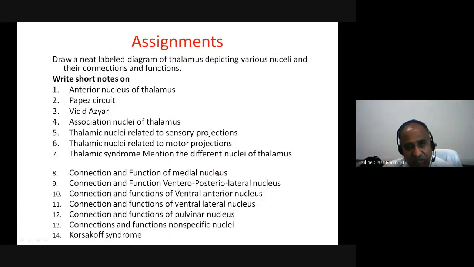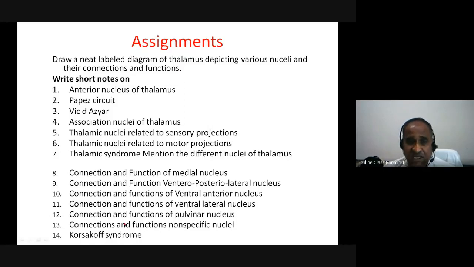Connections and functions of the medial nucleus of thalamus. Connections and functions of the ventral posterior lateral nucleus of thalamus. The connections and functions of the ventral anterior nucleus of thalamus. The connections and functions of the ventral lateral nucleus of thalamus. The connections and functions of the pulvinar nucleus. The connections and functions of the non-specific nuclei of thalamus. And a brief note on Korsakoff syndrome.